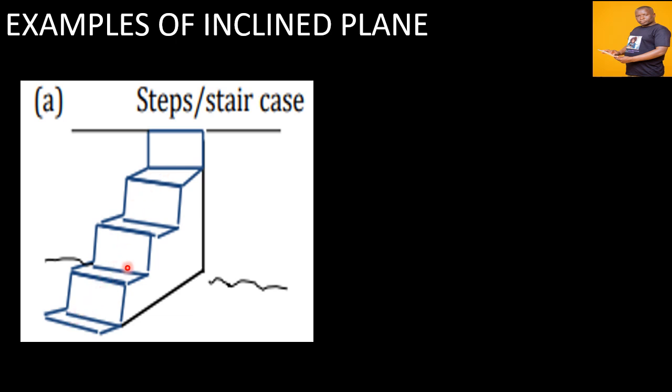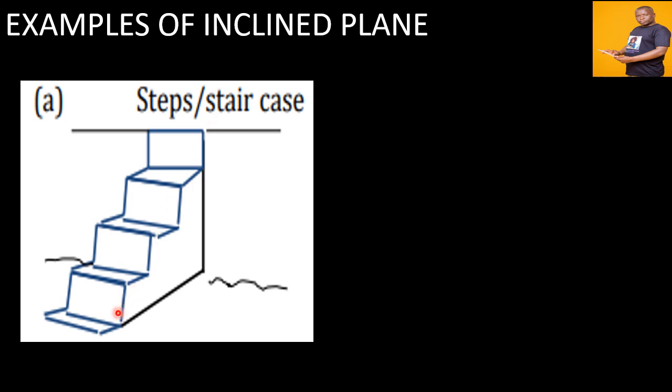Sometimes when you are to reach a certain structure or a building which is at a higher level, with respect to the ground level, you have to climb the steps. So steps are an example of inclined plane, because if you look at this, there is an angle, or there is some kind of slope here as you're going up.